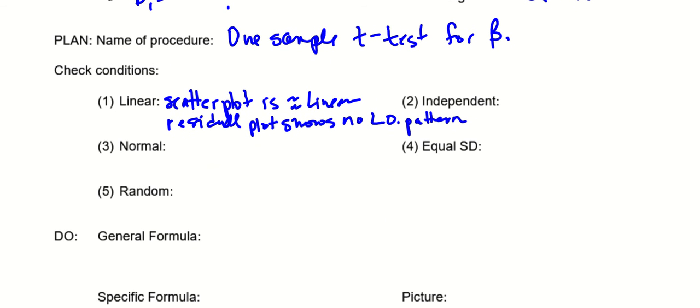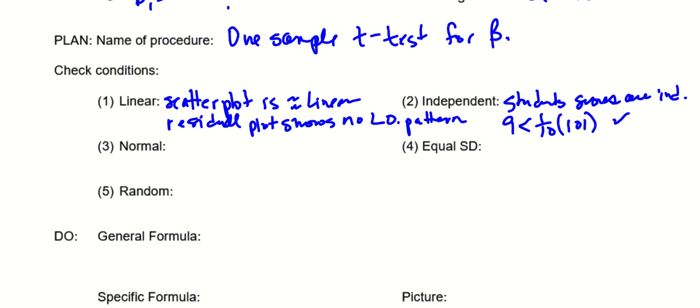So that's our L. Our I is independent. We would assume that students' scores are independent, that knowing one student's score wouldn't tell me anything about somebody else's score. And we did take a sample without replacement, so our sample size, which is 9, should be less than 1/10 of our population size, which we know is 101. A tenth of 101 is 10.1, and 9 is less than that, so that's a true statement.